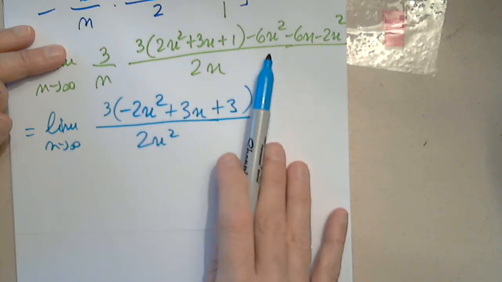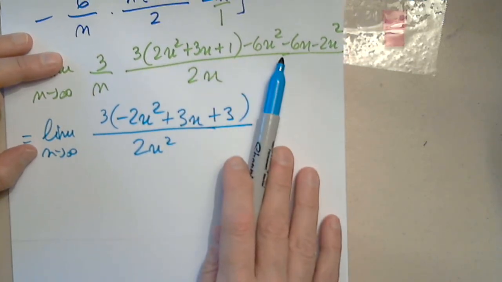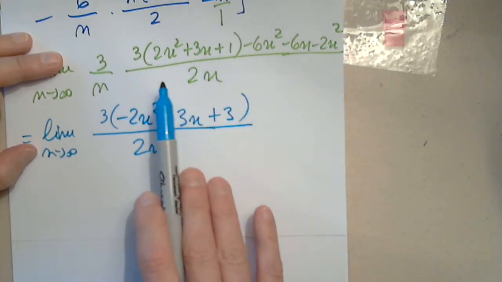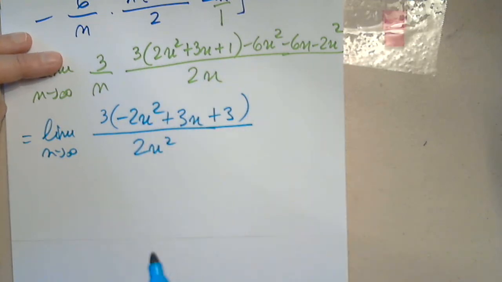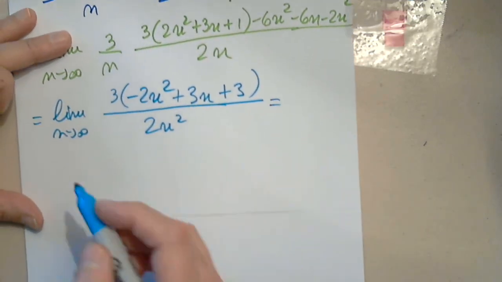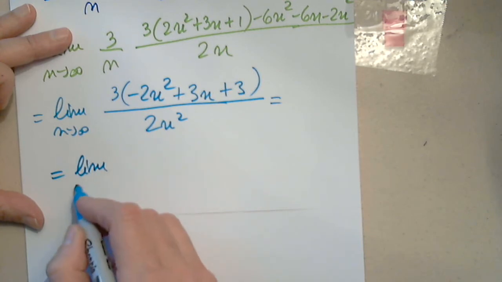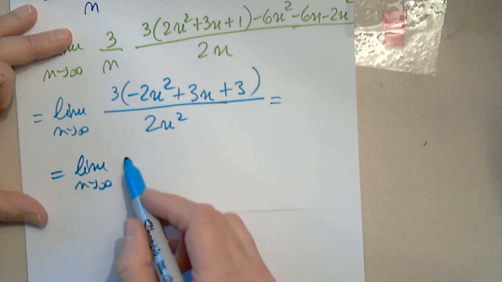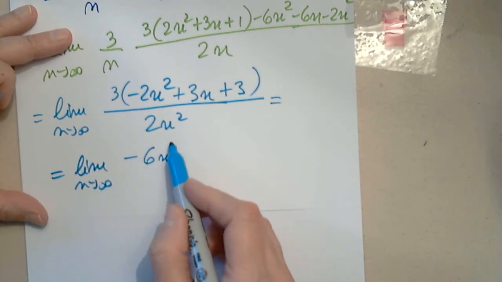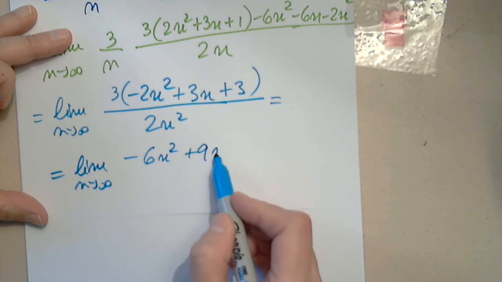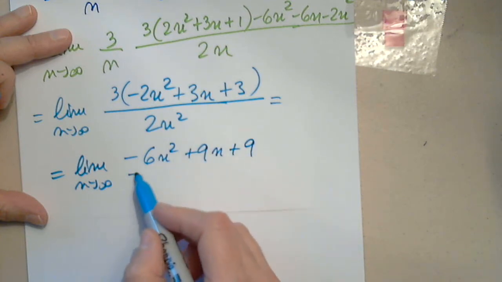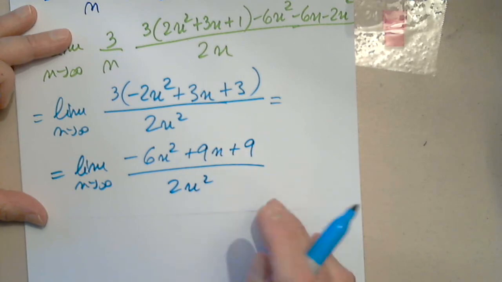I'm checking my work. That's okay. This is 6. This is 9 minus 6 is 3, and this is 3. Yes. I already know the answer, but let's say we don't. So limit as n approaches infinity of negative 6n squared plus 9n plus 9 divided by 2n squared.